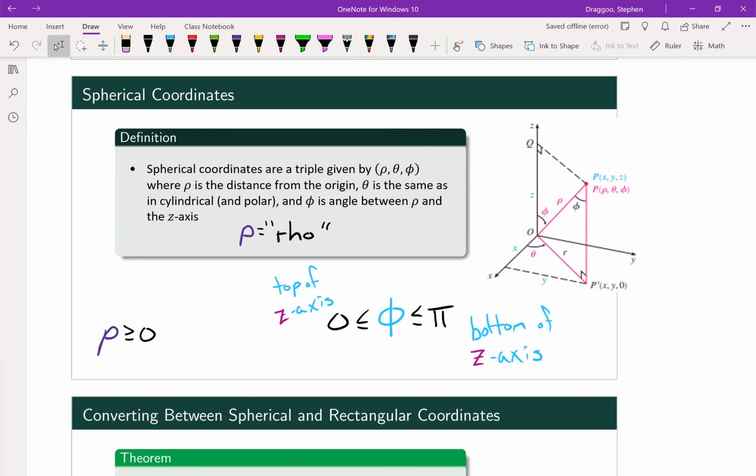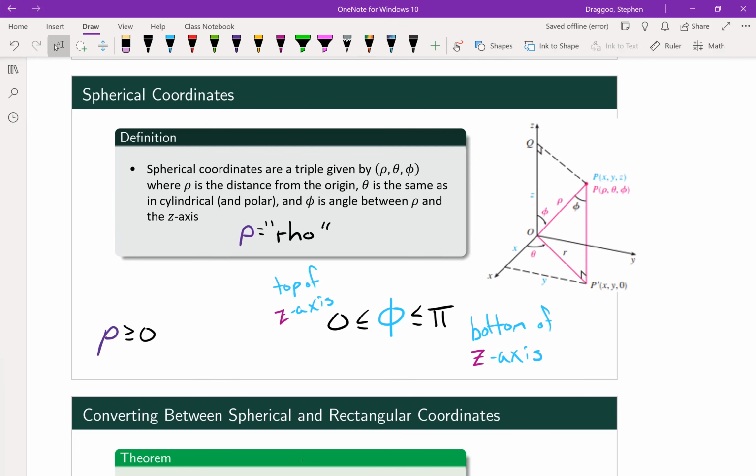And we'll also restrict phi to going between just 0 and pi. So for theta, we usually let that go between 0 and 2 pi, since that lets us go all the way around the circle, which lets us complete the entire xy plane. But since theta is already going around a full circle, we're only going to need phi, the one that connects to the z-axis, to go through half a circle.